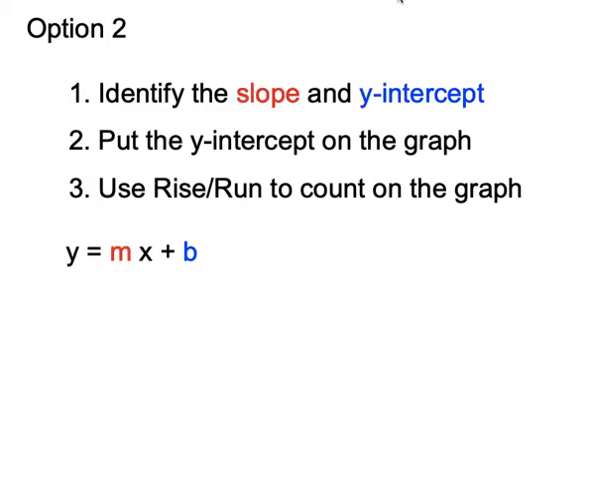We identify the slope and the y-intercept. We put the y-intercept on the graph. Then we use the slope, the rise over run, to count on the graph. Let me show you what I mean.